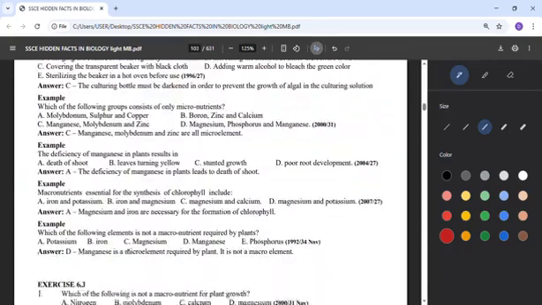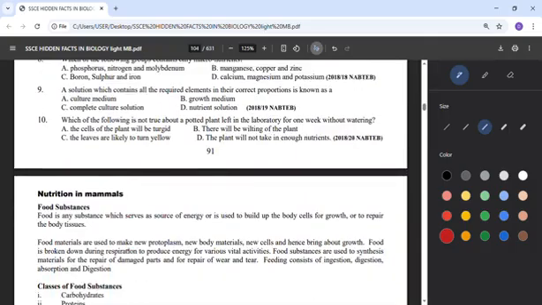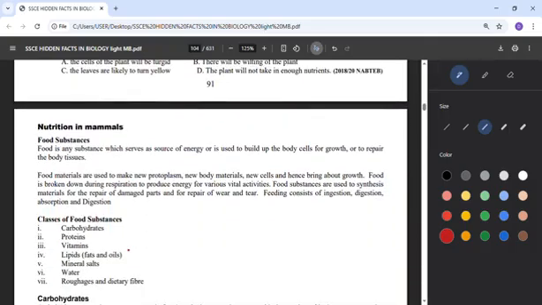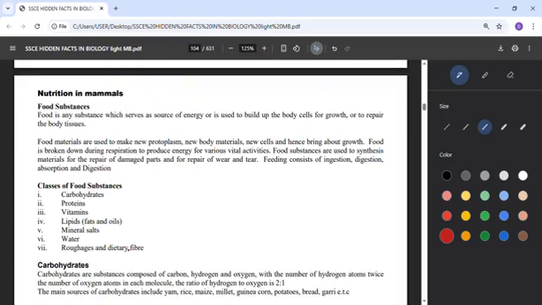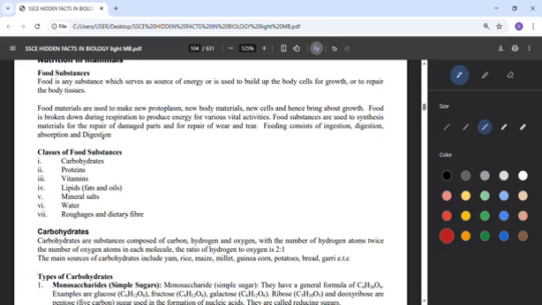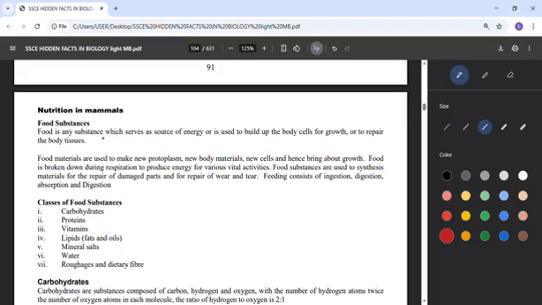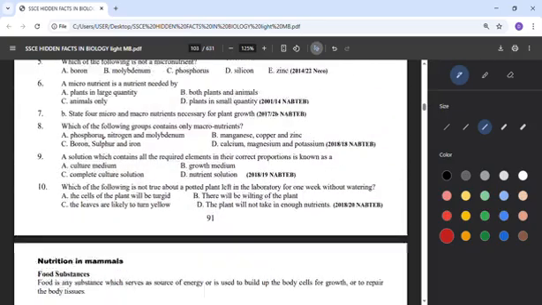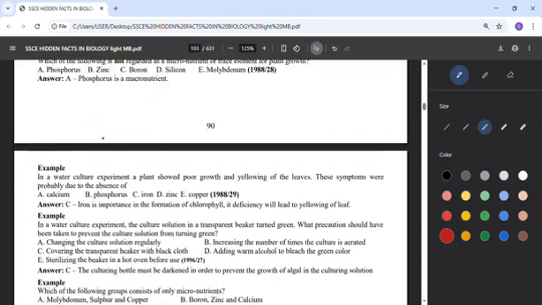Then another aspect we'll now look at fully today is nutrition in mammals. For nutrition in mammals, we have to start with food substances. When we say food substances, it has to do with different substances that can help in producing energy. This particular aspect, maybe we can talk more about it in the next class, so that this one will be a wrap up.